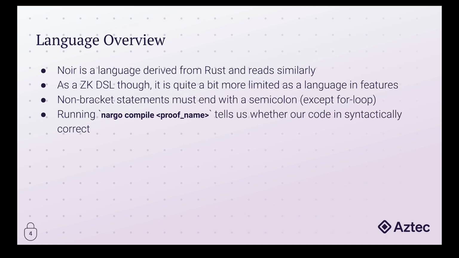All non-bracket statements must end with a semicolon. That includes constraining two values, function calls, variable declarations. If statements and function declarations do not need a semicolon. Although it is worth noting that as of right now, a for loop does, but this is going to be removed in a coming update. And finally, just to see whether or not our code is syntactically correct, we run nargo compile, and alongside generating the Acir file, it'll tell us whether or not our code will run successfully.